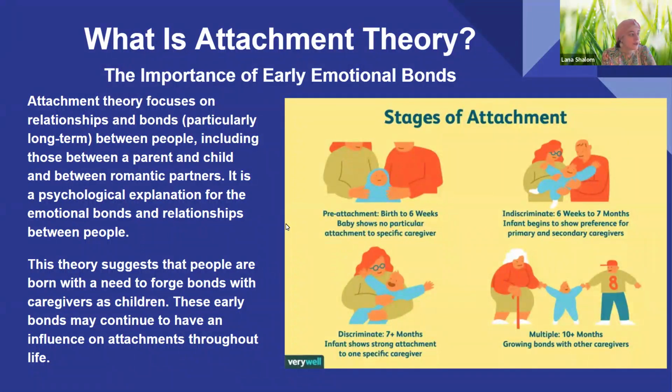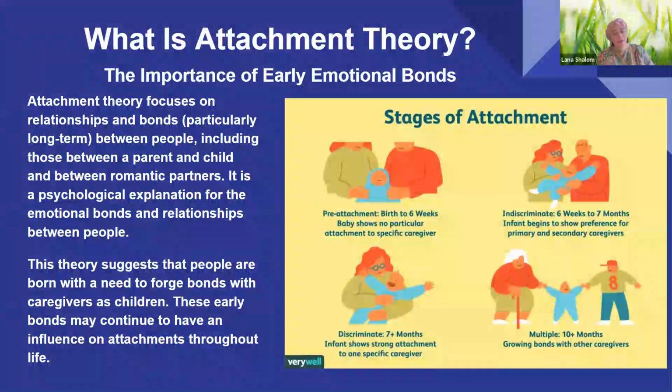And that's what the attachment theory focuses on: relationships and bonds, particularly long-term, between people, including those between, of course, the baby and the parent, where it's initiated. It's based upon the relationship between a parent and a child, but later on, we will deal with it in Module 4, okay? As we will discuss creating relationships with others, creating romantic relationships, as well as creating friendships, relationships between other people, okay?